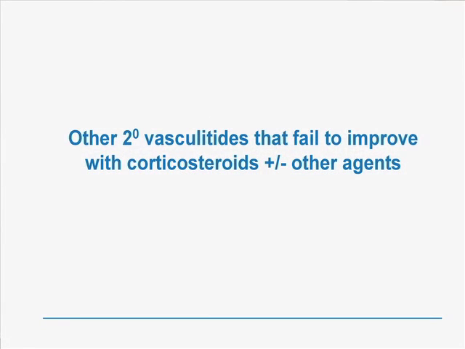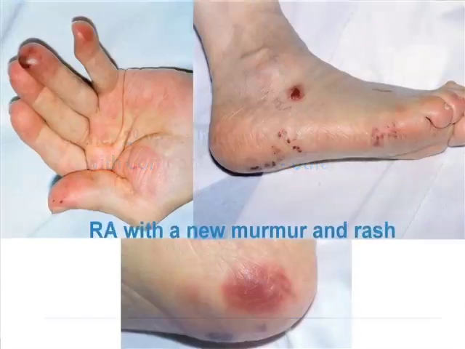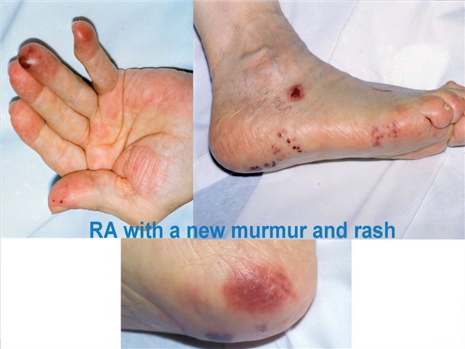Now, there are a variety of other kinds of secondary forms of vasculitis that may not improve at all with corticosteroids and other immunosuppressive agents, or may improve minimally and the disease persists. So I'll give you a couple of examples of patients like that that have come to me as a consultant. So here we see someone with the hand deformities and foot deformities of rheumatoid arthritis.